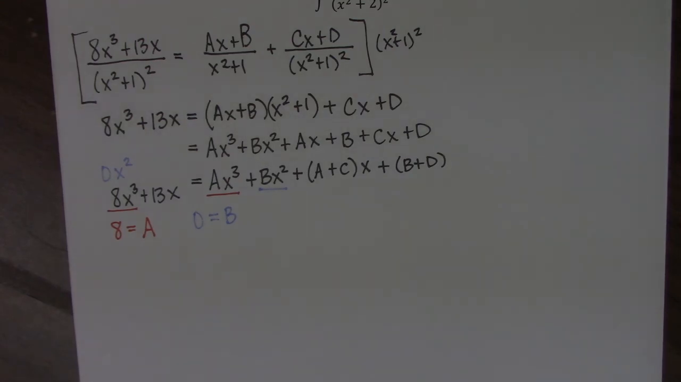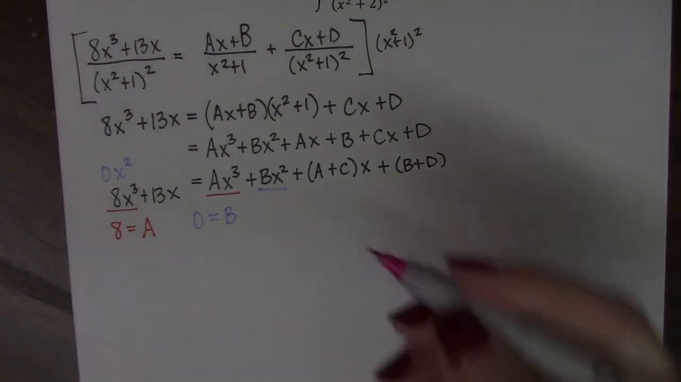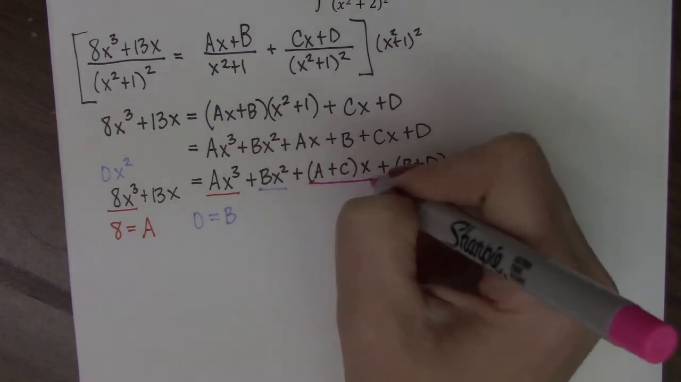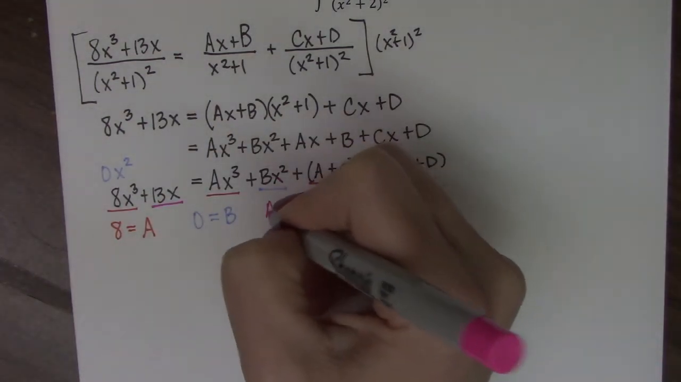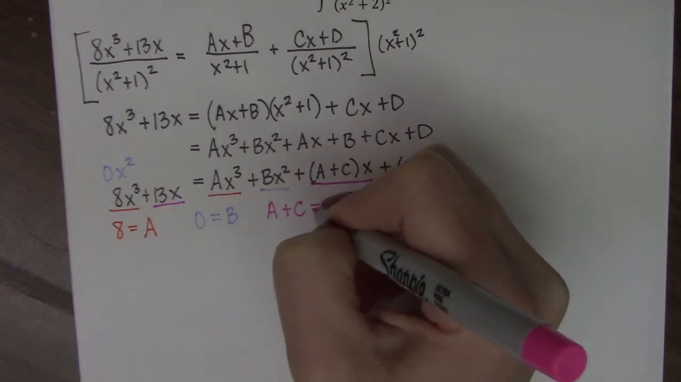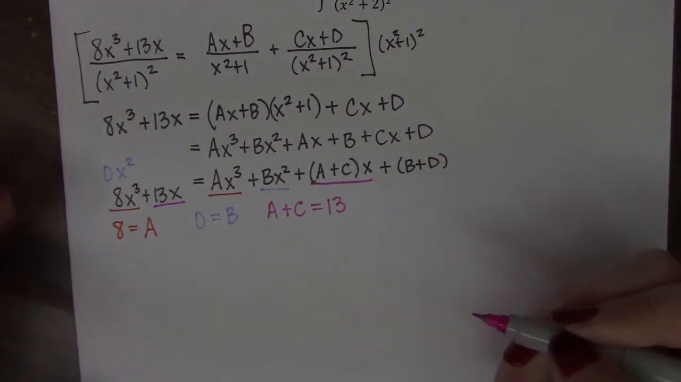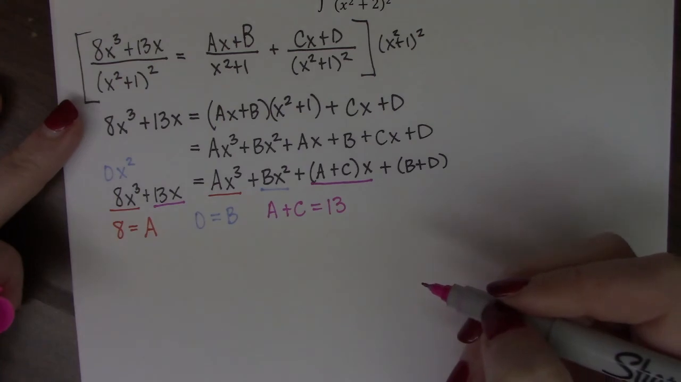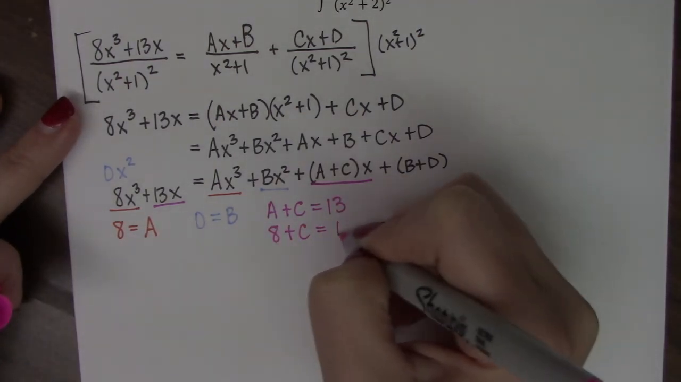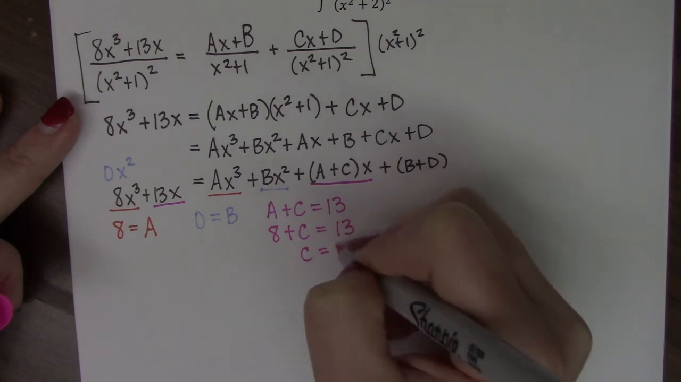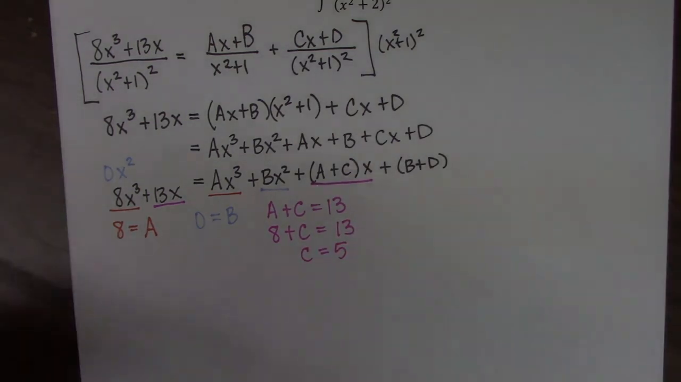If we look at the x term, well, we have a plus c times x equals 13x. So that means a plus c is equal to 13. Well, since I already know 8 is a, that means 8 plus c is 13, so c is 5.